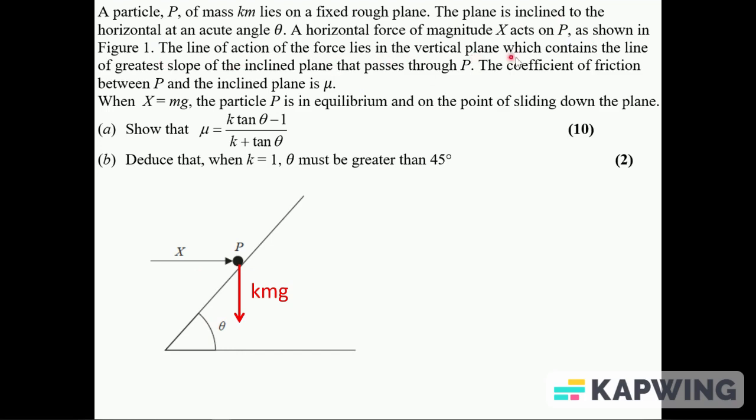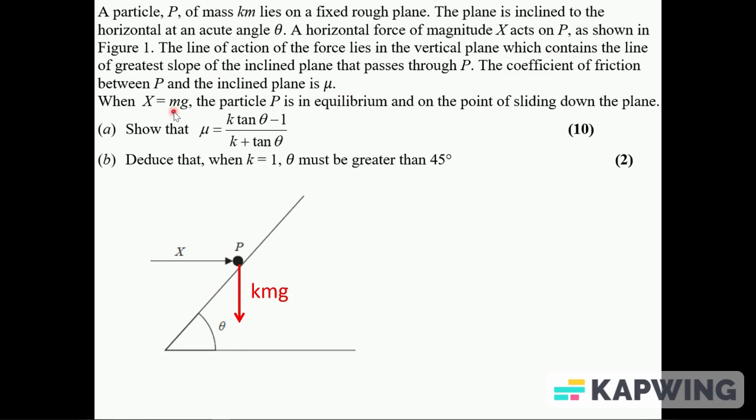The line of action of the force is in the vertical plane which contains the line of greatest slope. That just means it's going sort of straight up the plane. It's not going up to the right as it pushes it sideways up the plane. It's going straight up the plane. So the angle it's pushing at is that theta. And the coefficient of friction between P and the inclined plane is mu.